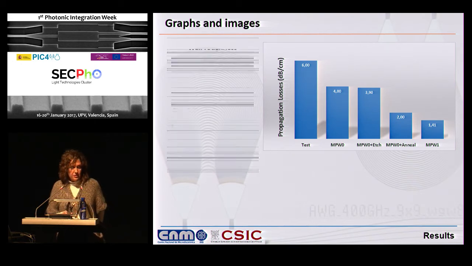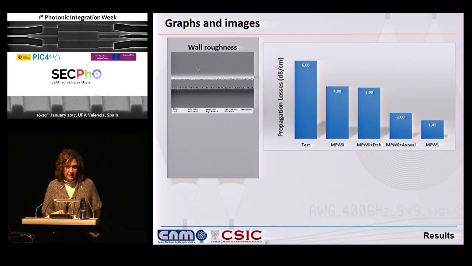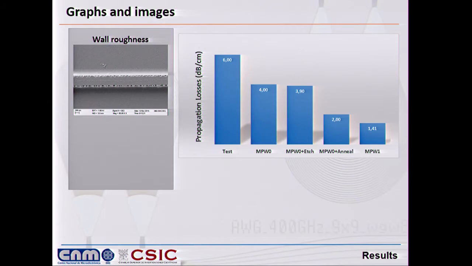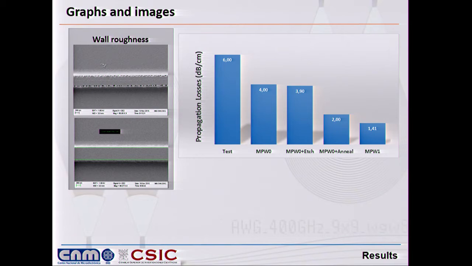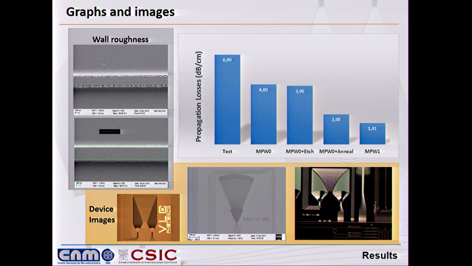Okay, to finalize, some images for the different tests. There you can see the roughness in a wall that makes a lot of losses. So doing an annealing, we can get a very nice waveguide. And some device images made with different techniques: microscope, optics, electronic, and a loop.